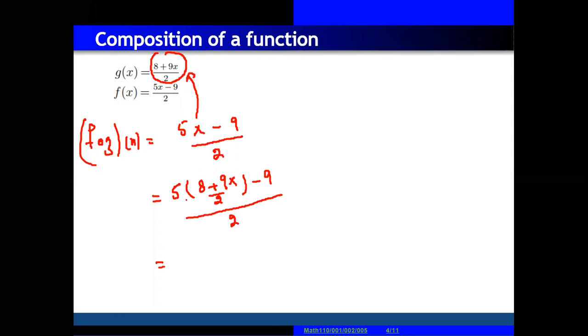Now if you multiply 5 with 8, it equals 40, plus 5 multiplied with 9 equals 45x, and these are whole divided by 2, and we have minus 9 and whole divided by 2.